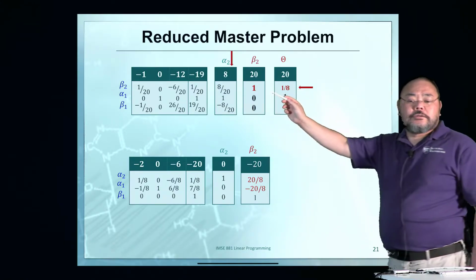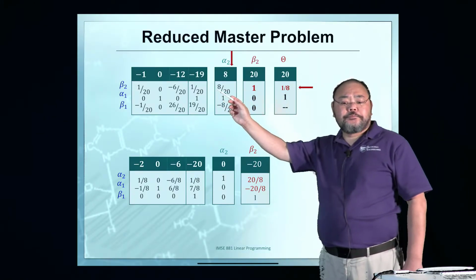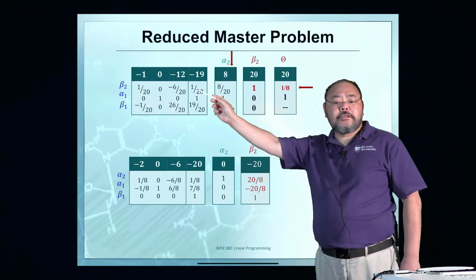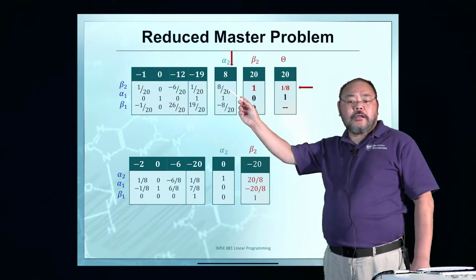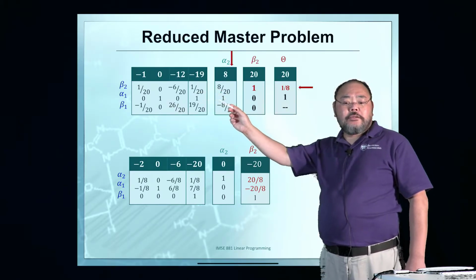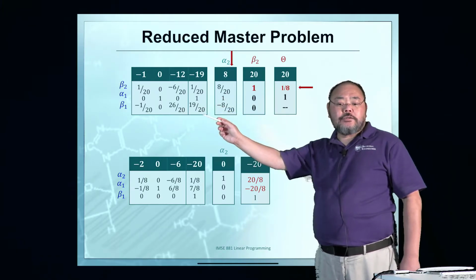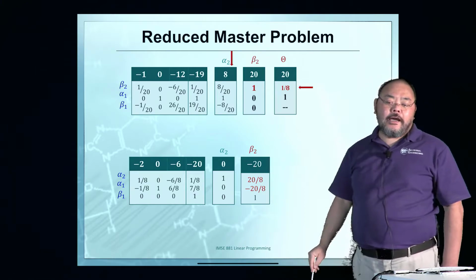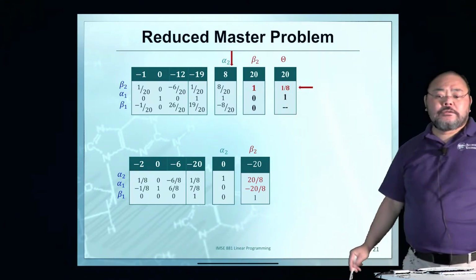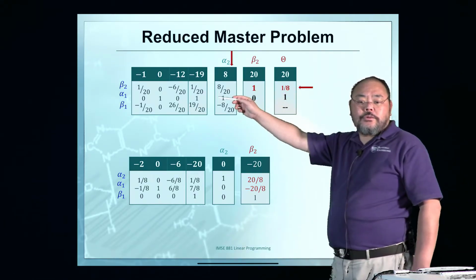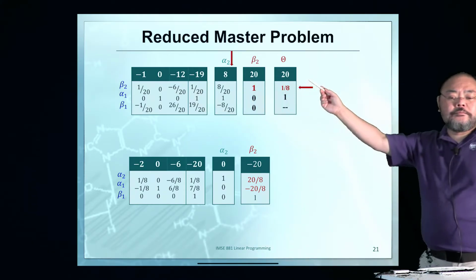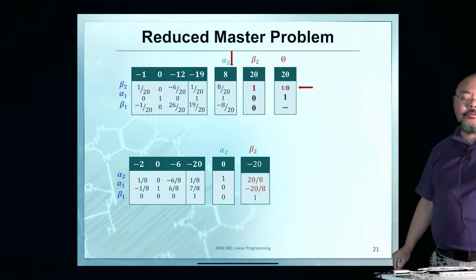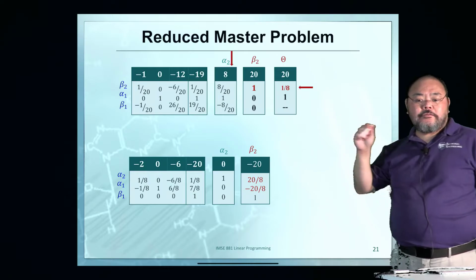Okay? So what we have is the right-hand side divided by this column. Okay? 1 divided by 1, 1920 divided by negative. So I don't care about the last one since it's a negative. So I only worry about the first two. And we figured out 1/8 is smaller than 1. So beta 2 is leaving.